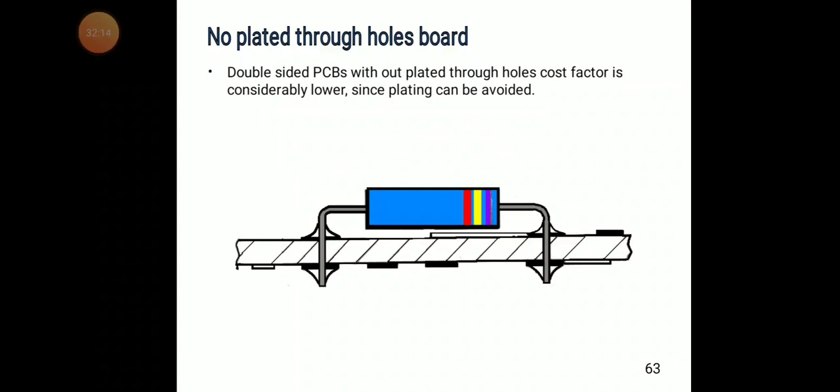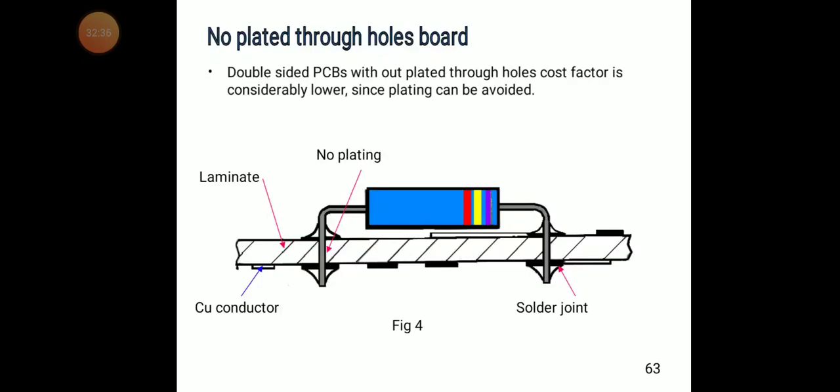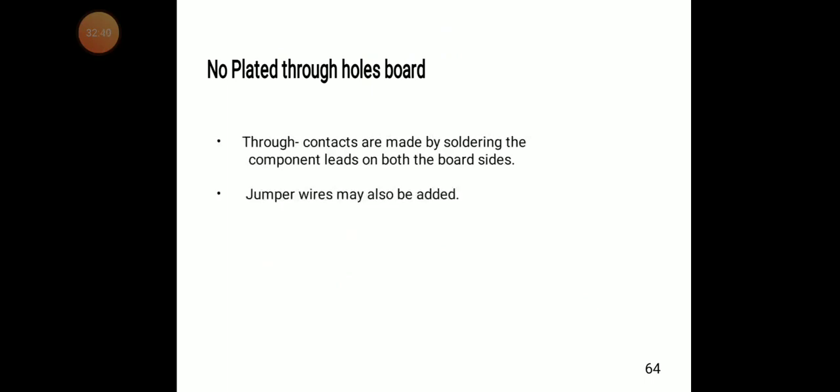Double-sided PCBs without plated through holes have a considerably lower cost factor, since plating can be avoided. Laminate: you can see there is no copper conductor, solder joint is there, no plating, no plated through hole plating is there.